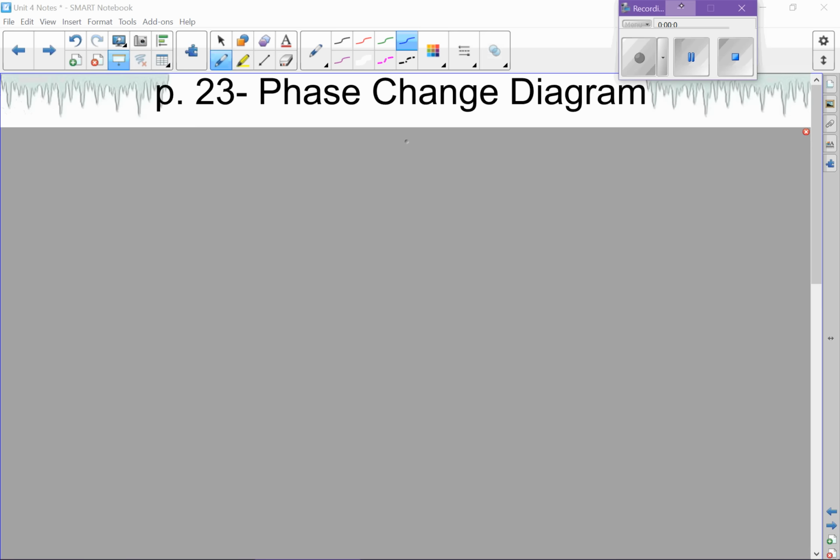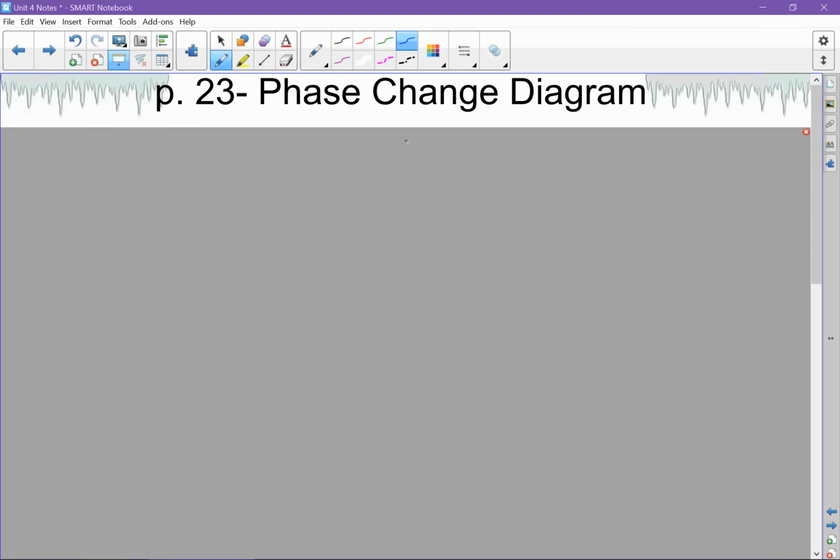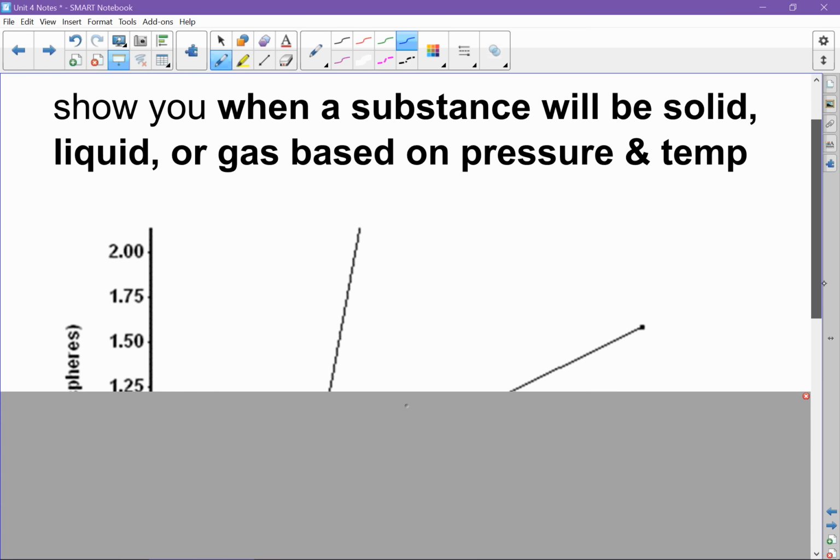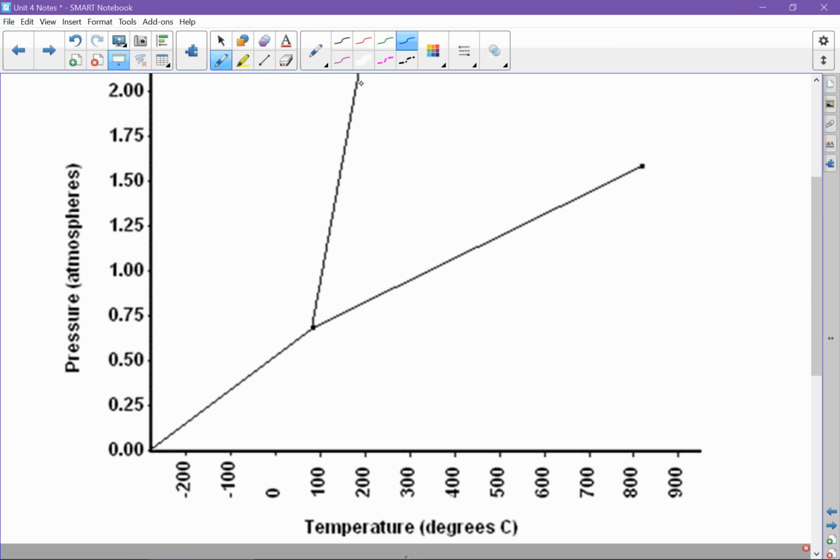Hi guys, so we're going to learn about a new graph today called a phase change diagram. The point of this is it will show you when a substance could be a solid or a liquid or a gas, and it's based on if we change the pressure and temperature values. I like to call this a Y graph because it kind of looks like a letter Y, right? But there's lots of information secretly hidden on here.